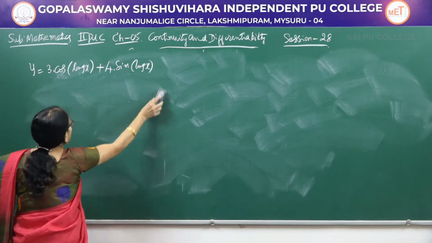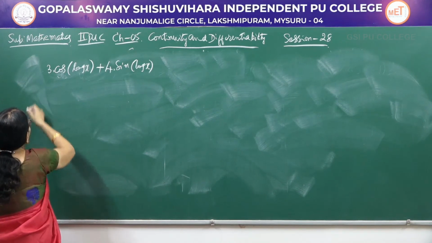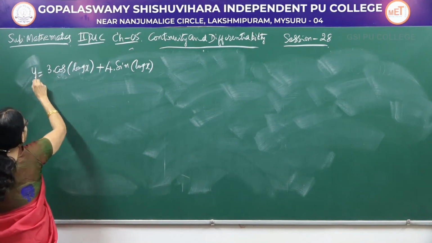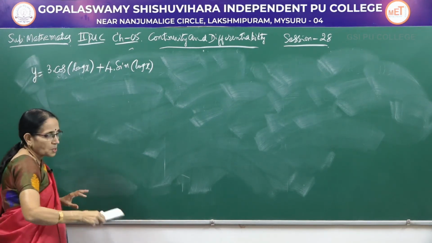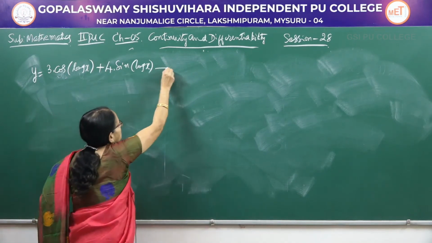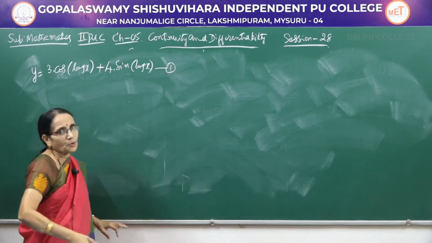Now start with the given problem. Given y is equal to 3 cos log x plus 4 sin log x. Better I give a number for this one.